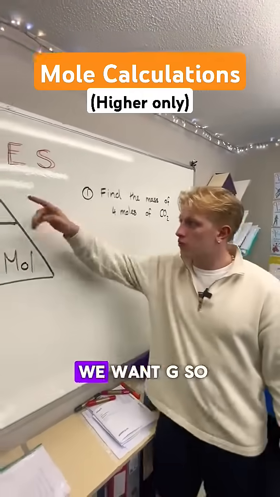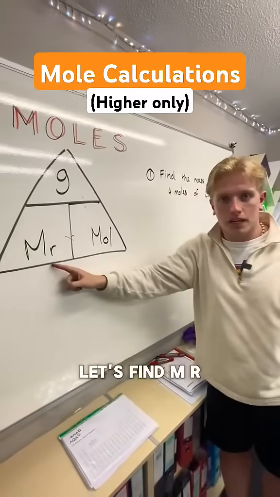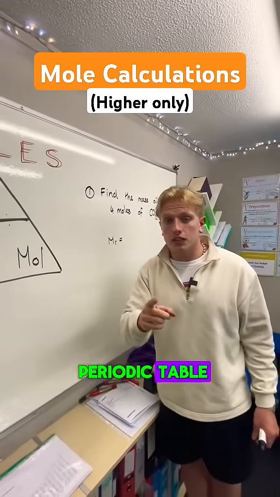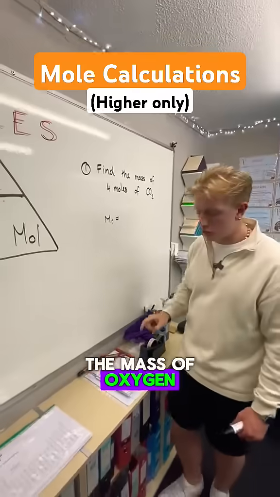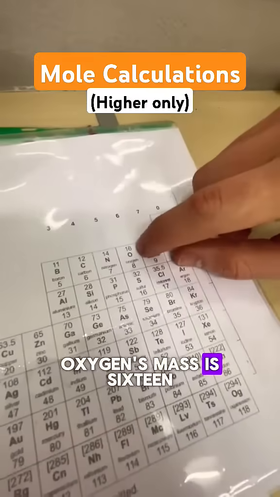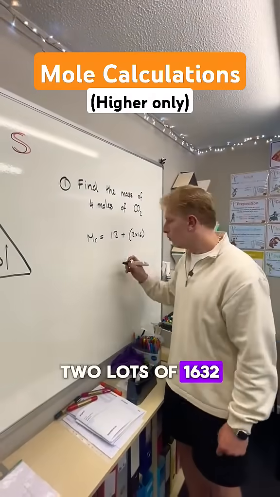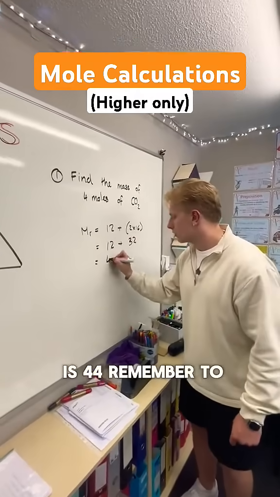To find the mass, we want G, so we need to do Mr times by the moles. Let's find Mr first then. Go look at your periodic table. You need to add together the masses of carbon and 2 lots of the mass of oxygen. Carbon's mass is 12, oxygen's mass is 16. 2 lots of 16 is 32. So in total, this is 44.